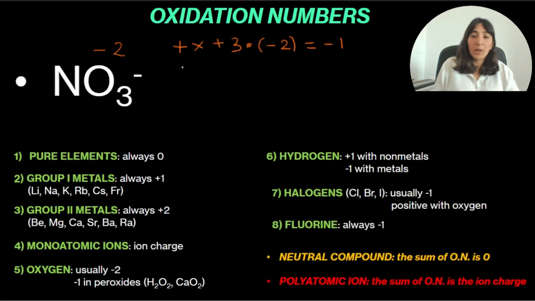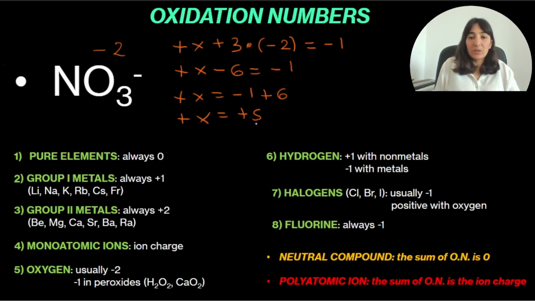Now we solve this equation, plus X, 3 times -2 is -6, equals -1. We move this -6 onto the other side of the equation and it becomes +6. We have plus X equals -1 plus 6, plus X equals +6 minus 1, which is +5. And this is the oxidation number of nitrogen, okay?